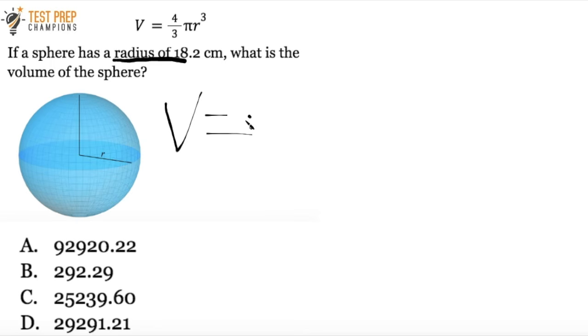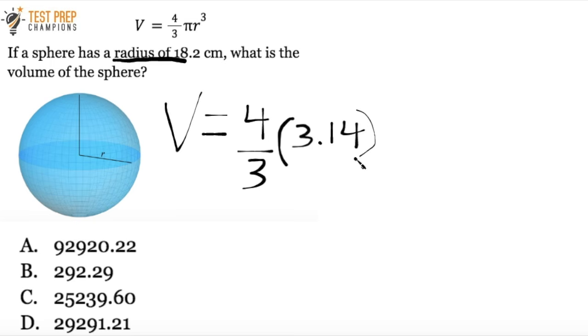But anyway, here we have 4/3 pi r cubed. And if you look down at our answer choices, note how we don't see the pi symbol in any of our answer choices. Sometimes they won't make you actually use pi in your calculation; sometimes they'll just leave pi in the answer choices. But in this case, we don't see pi in the answer choices, so we're just going to use the number 3.14 in place of this pi symbol. Okay, and for the r cubed part, we're just going to take this 18.2, plug it in here, and cube it.